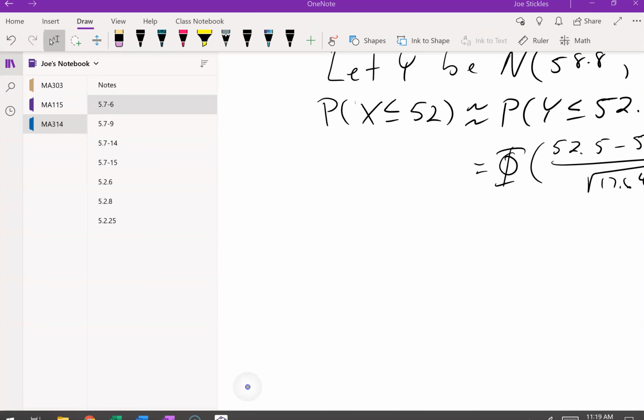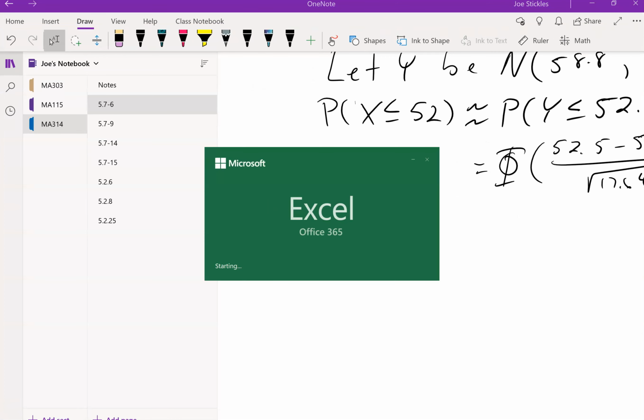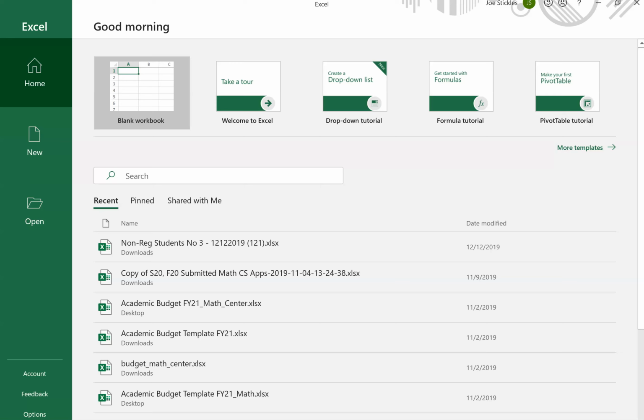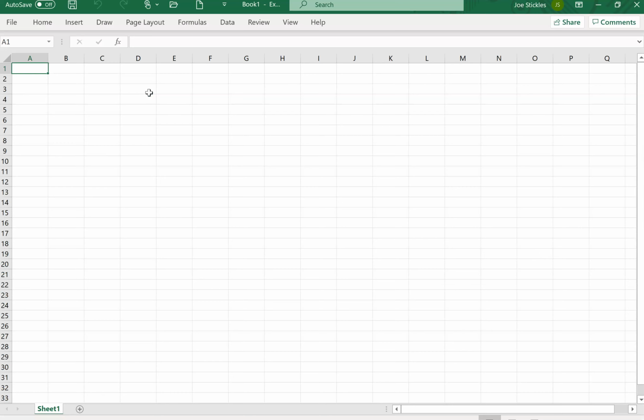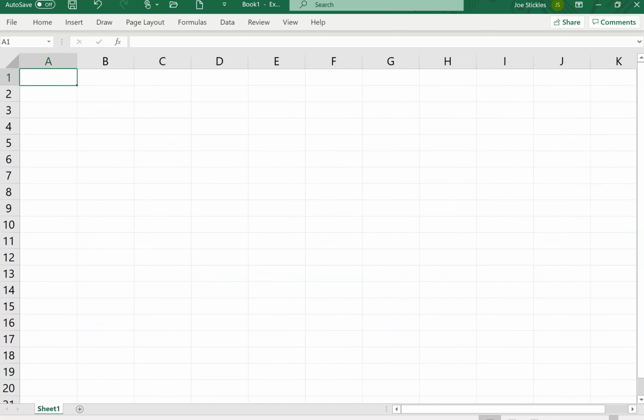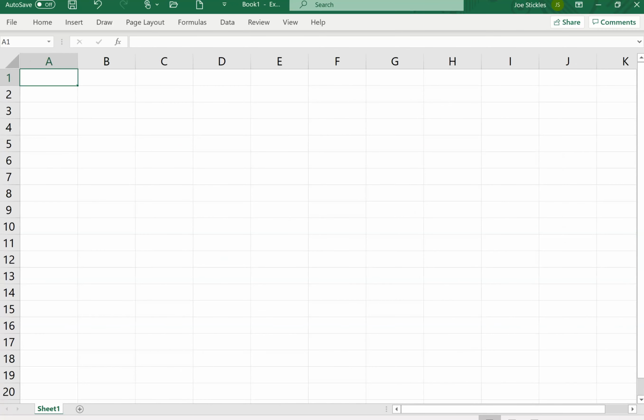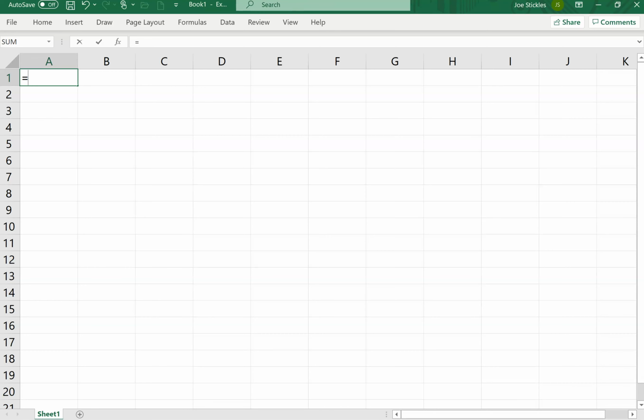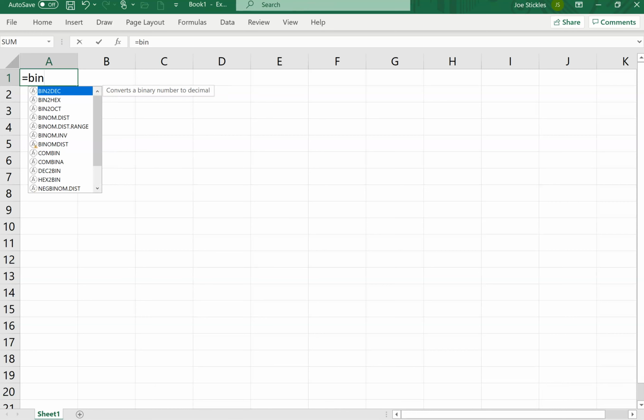Now again, with the advent of computing devices like Excel or even your calculators, you've got cumulative binomial, cumulative Poisson, those kinds of things already built in. So in Excel, I can do a cumulative binomial. If I start typing in the binomial, notice there's a binom.dist.